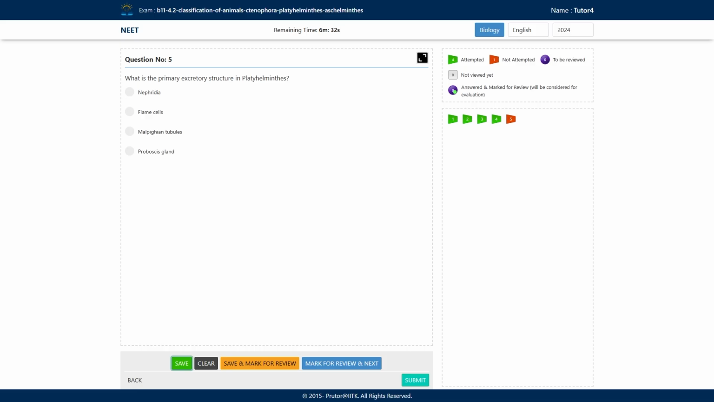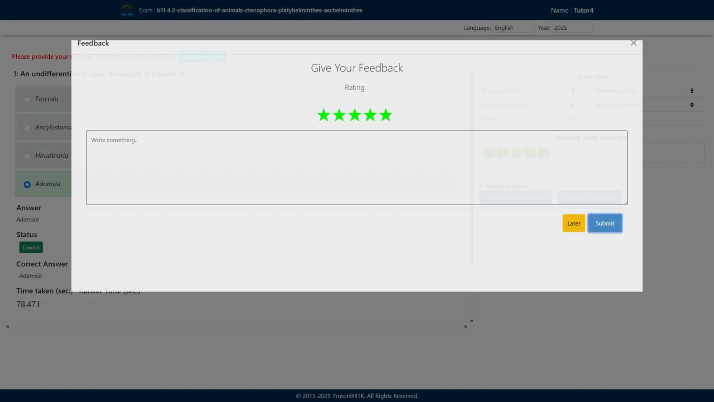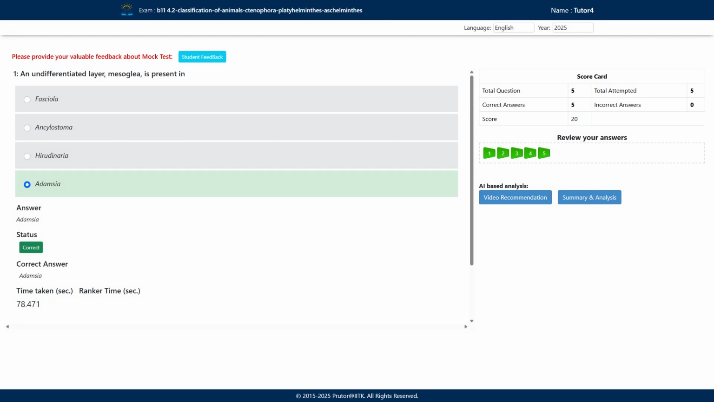What is the primary excretory structure in the platyhelminthes? A, nephridia. B, flame cells. C, Malpighian tubules. And D, proboscis gland. Which option is correct? B, yes. Flame cells are the excretory structure in platyhelminthes. Very good. We will save it, submit the test, and check whether our answers are correct or wrong. So, all the answers are correct.